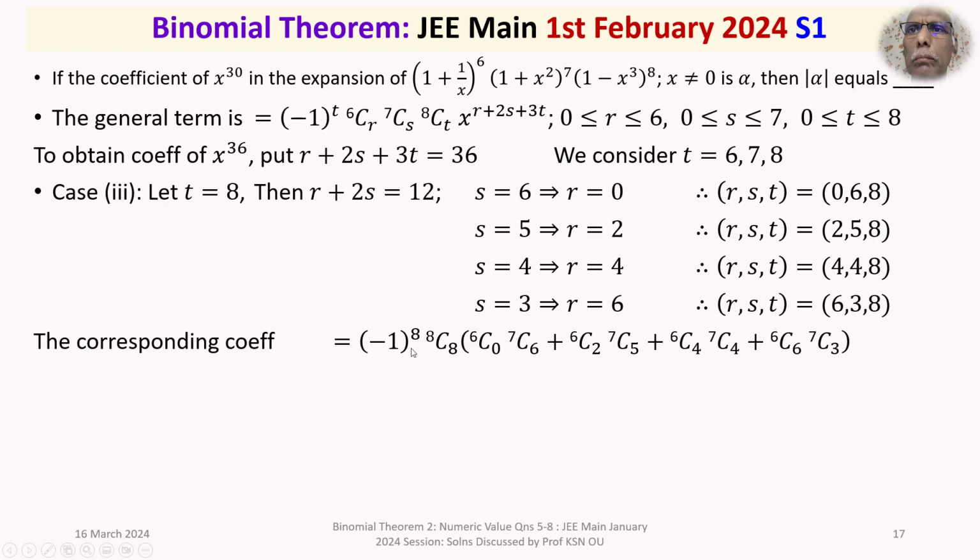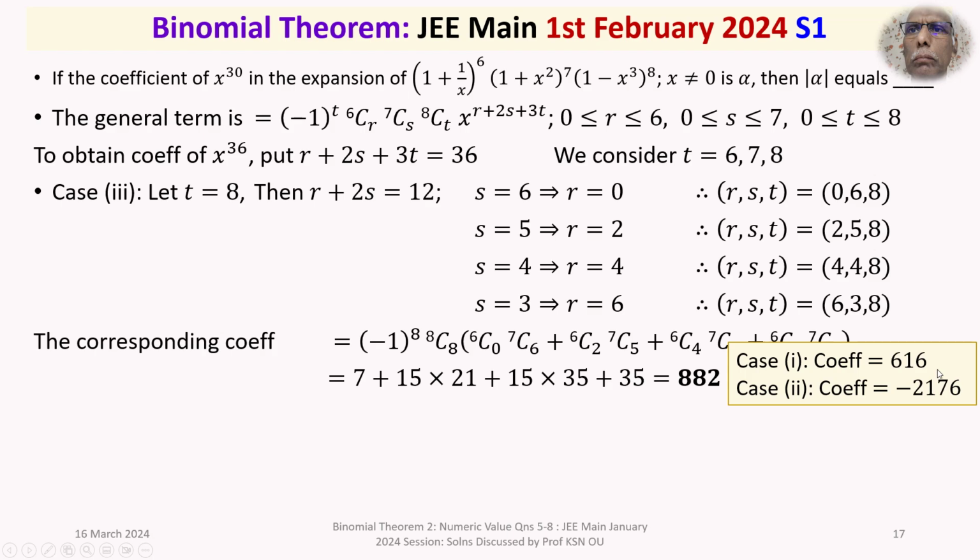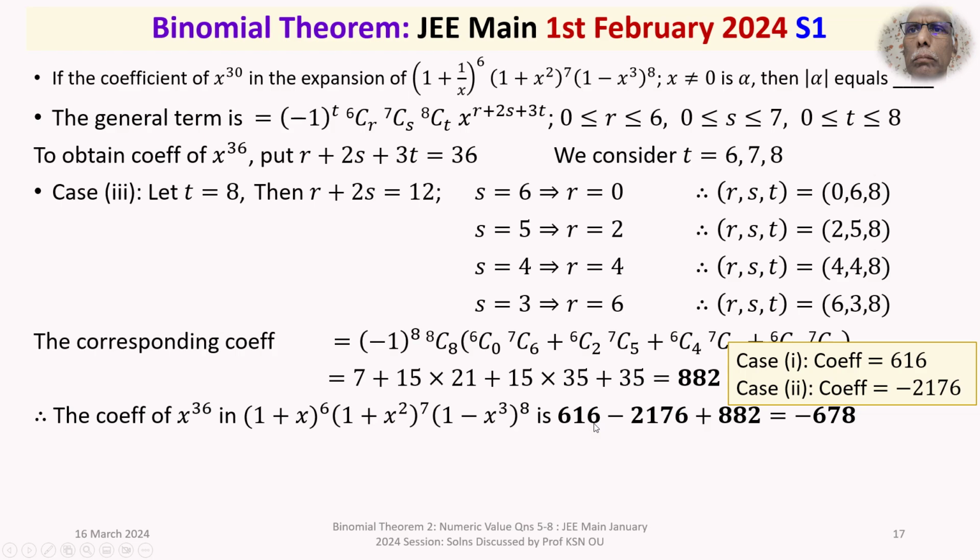Minus 1 to the power of 8 into 8C8 is common. And then write 6C0, 7C6, 6C2, 7C5, 6C4, 7C4, 6C6, 7C3. So computations you have to do. You will get 882. And we recall what are the values we got. Case 1, 616. Case 2, minus 2176. Case 3, 882. So therefore, the coefficient is 616 minus 2176 plus 882, that is minus 678.